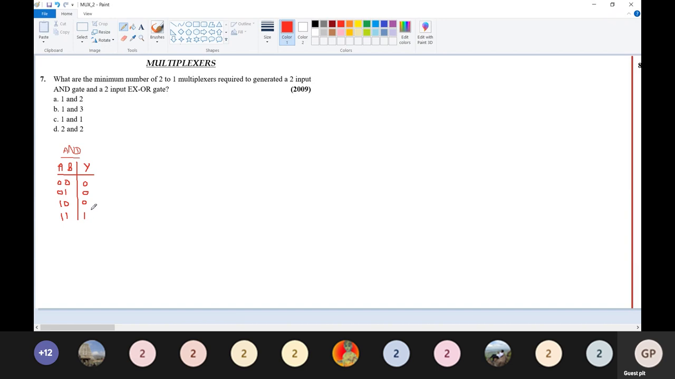So now, with respect to this, we are going to design it with a 2:1 multiplexer. A 2:1 multiplexer has 2 inputs, 1 output, and 1 selection line. So this is your I0, input I1, output Y, and the selection line here. We'll take one input as the selection line.